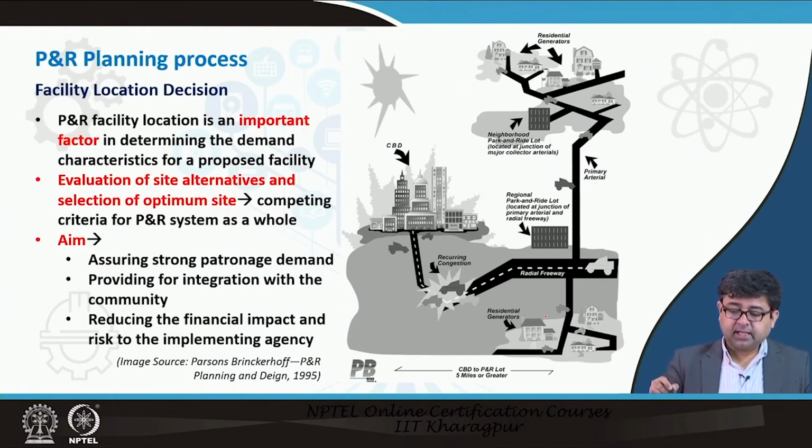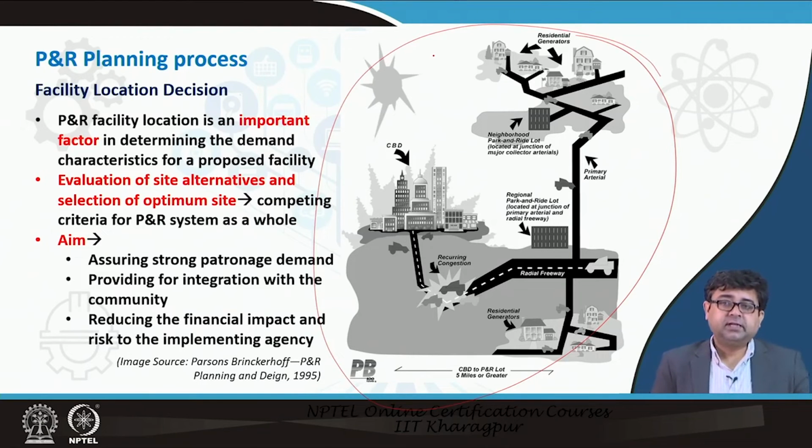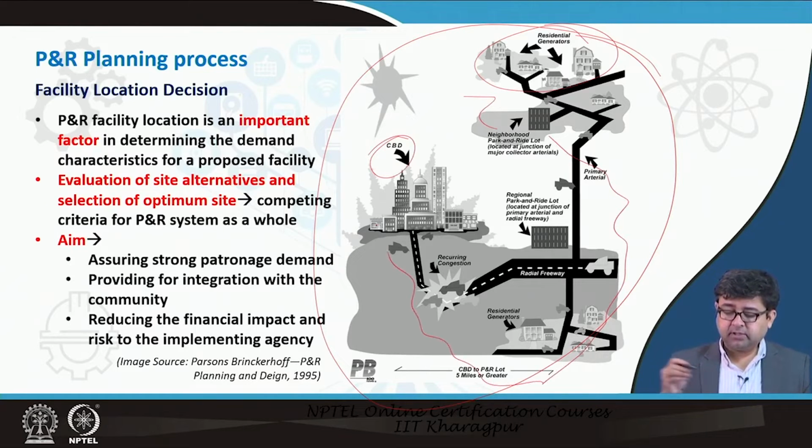So, if you look at the entire ecosystem of a park and ride facility, this is what I was talking about in the first slide, when I showed that there are maybe 3 different categories of park and ride lots. So, maybe here are your residential generators. Here are your homes from where you would want to go to your CBD. This is maybe the entire road network that is available to you.